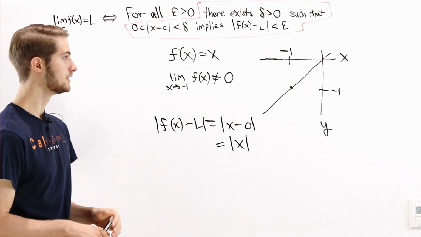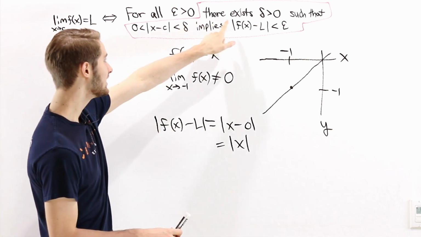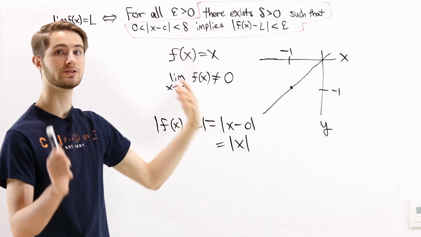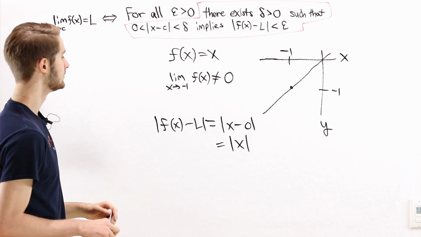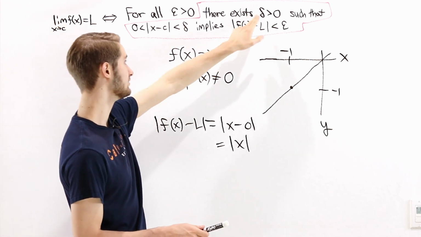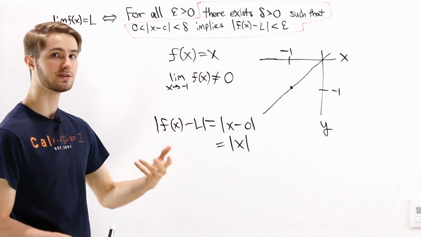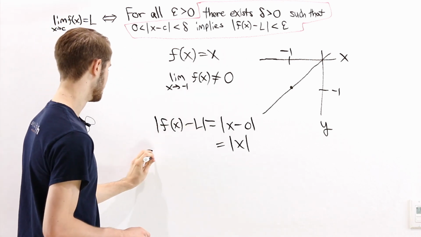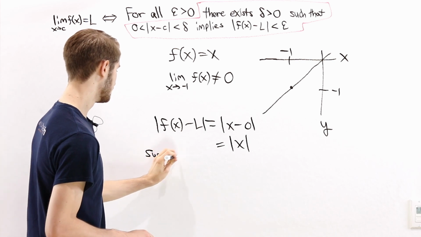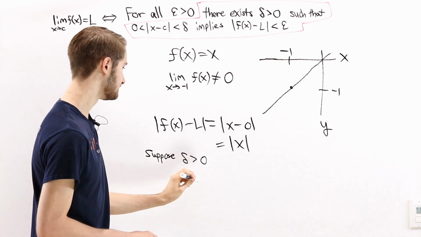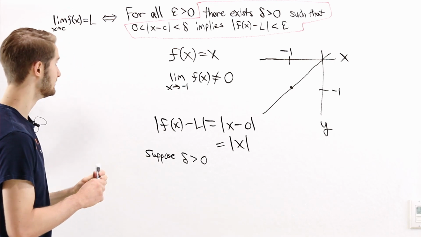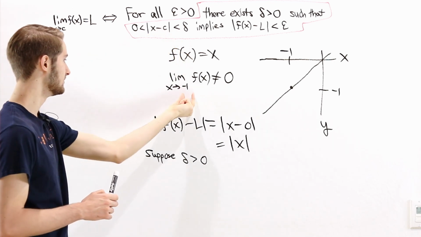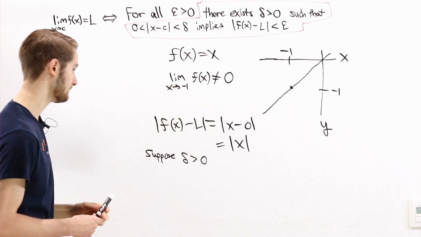So just like before, our goal is to prove that there does not exist a delta greater than 0 satisfying this condition for some value of epsilon. So let's suppose we have some value of delta greater than 0 and see if we can find a contradiction to show that that delta does not exist. So suppose delta is greater than 0. We want to find some number x, which is a distance less than delta away from this limit input -1.